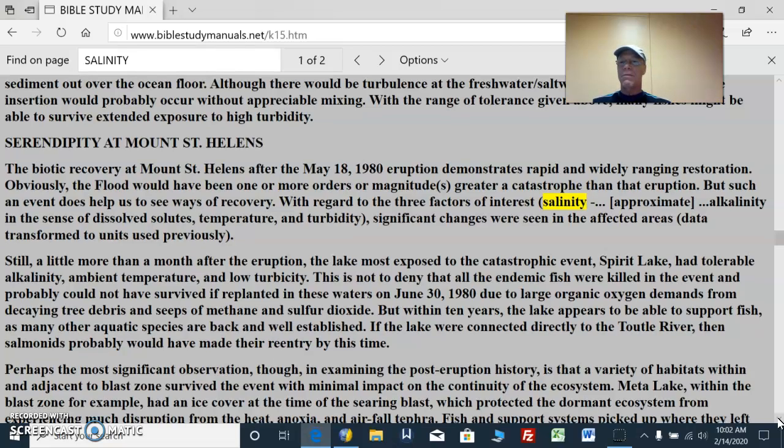We have serendipity at Mount St. Helens. The biotic recovery at Mount St. Helens after the May 18, 1980 eruption demonstrates rapid and widely ranging restoration. Obviously, the flood would have been one or more orders of magnitude greater a catastrophe than that eruption. But such an event does help us to see ways of recovery with regard to the three factors of interest: salinity, approximated by alkalinity in the sense of dissolved solutes, temperature, and turbidity. Significant changes were seen in the affected areas, data transformed to units used previously.